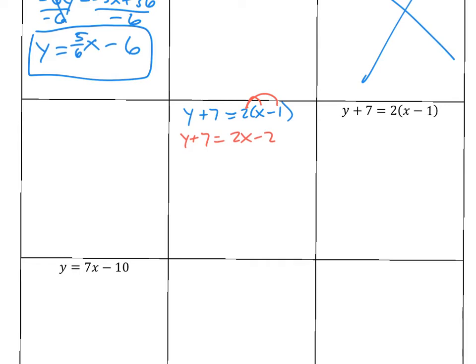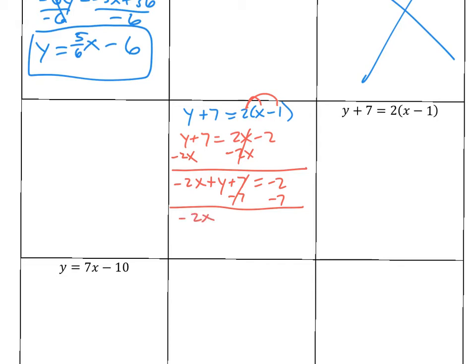Then in standard form, we need to get the x and y terms on the same side of the equal sign on the left-hand side. So I'm going to subtract 2x from both sides as my second step here. Those will cancel out, and then we'll be left with negative 2x plus y plus 7 equals negative 2. And then we need to get all of our constants on the same side. So I will subtract 7 from both sides. Those will cancel out, and we'll have negative 2x plus y equals negative 9.